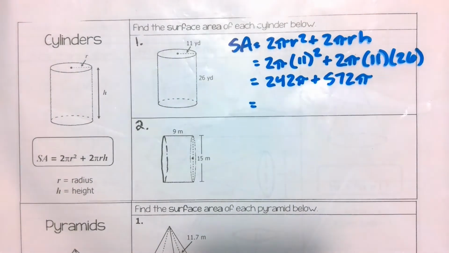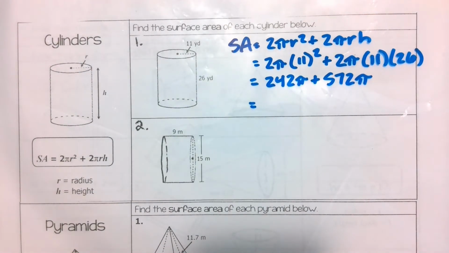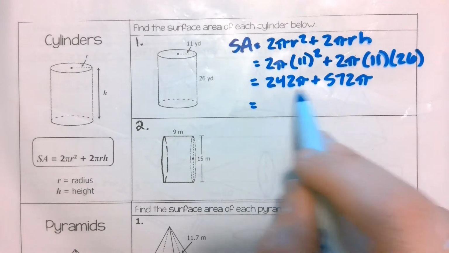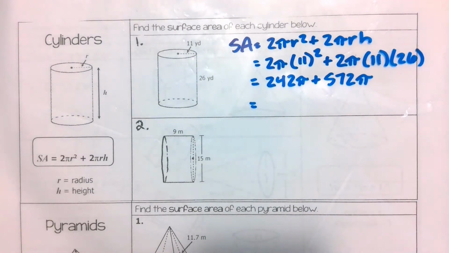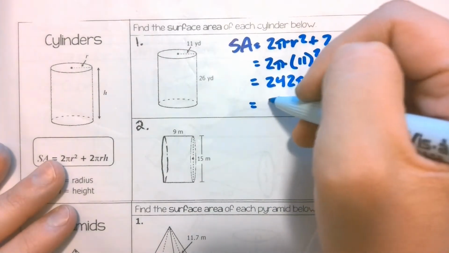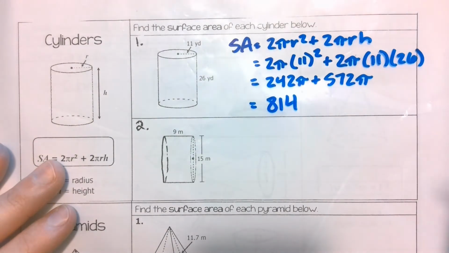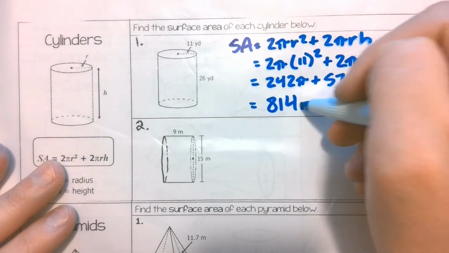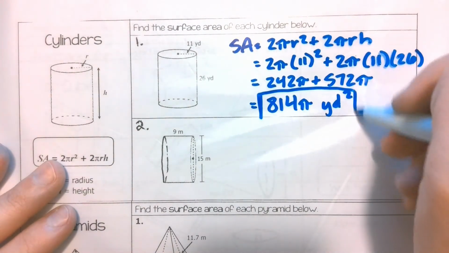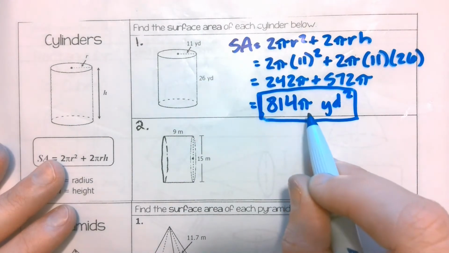Okay, so one of the ways that we can write our answer is by leaving it in terms of pi. And a lot of times the directions will say leave in terms of pi. So if we want to leave it in terms of pi, I would go ahead and add these and treat pi kind of like a variable. So I would be adding my 242 plus 572, just like this was like a 242x plus 572x. And I'm going to get 814 pi yards squared. So this is one way that I could write my answer, and again, this is called in terms of pi.